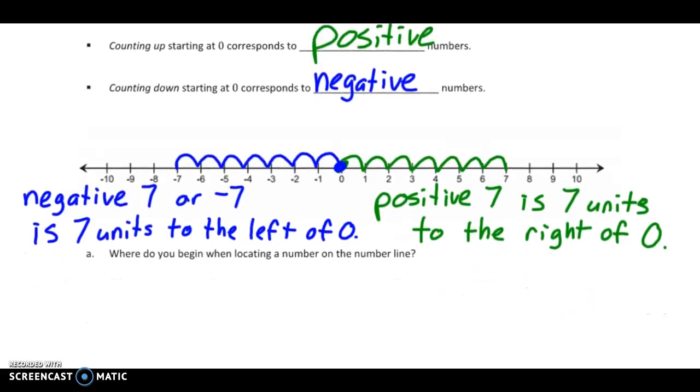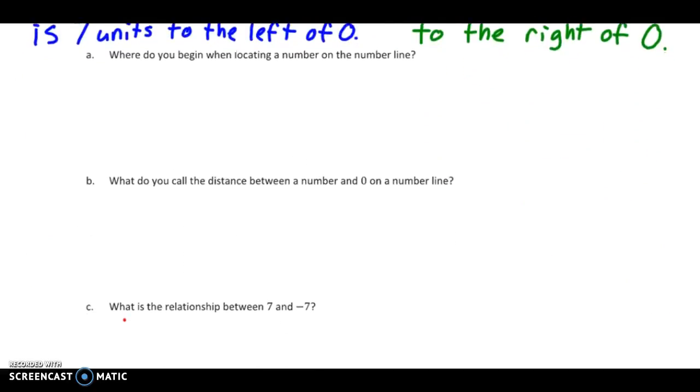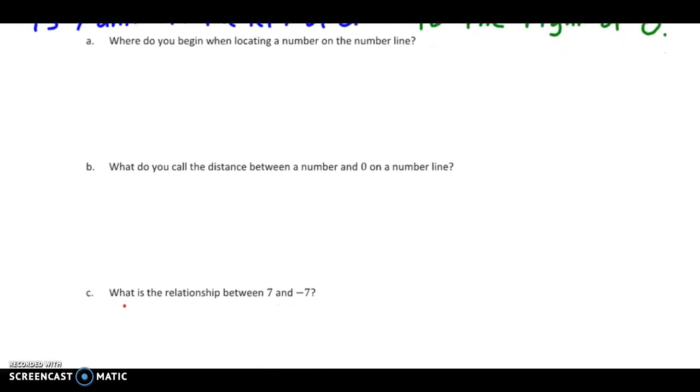Next, we have 3 conceptual questions. So again, these would be good things to keep track of in your math notebook, to give you some kind of framework to look at when you're doing the homework tonight, reviewing for the test. Letter A, where do you begin when locating a number on the number line? Whether you're counting a positive or a negative number, you're still always going to start at 0.